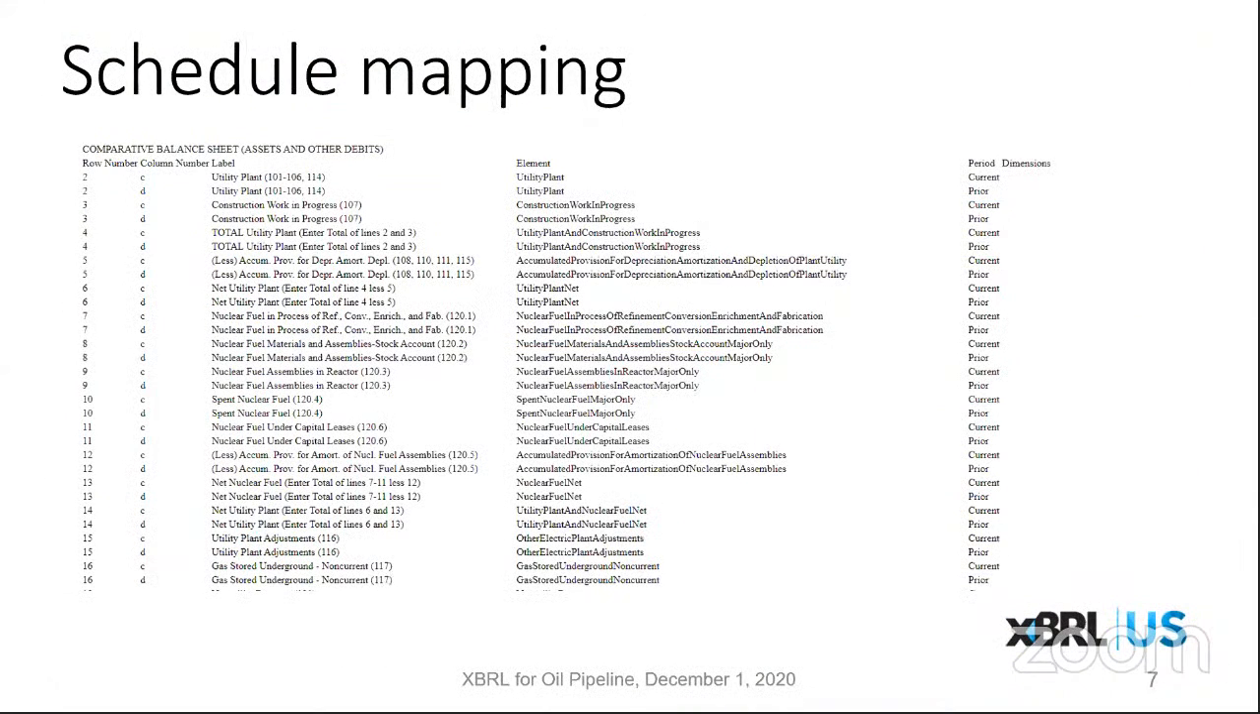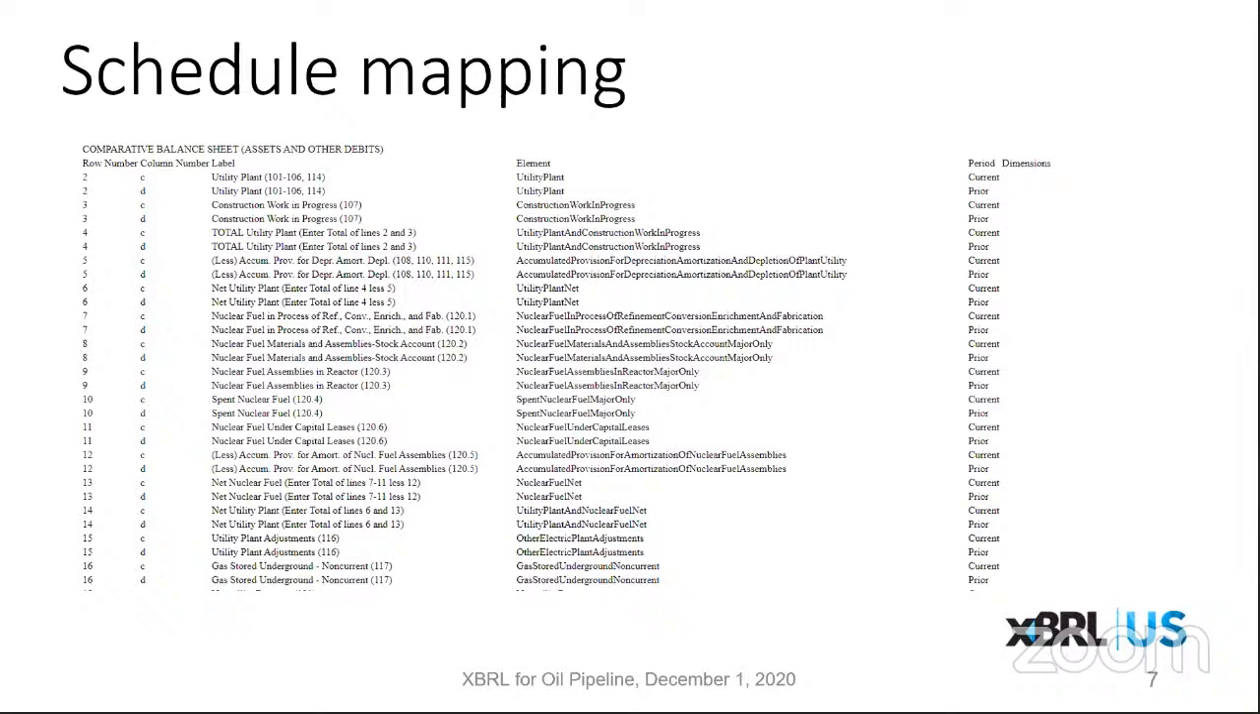And this is what I was talking about, the schedule mapping. We'll be publishing this, and this is a Form 1, not a Form 6. But if you look at this, you can see I reported a value in row 3, column C, and it tells you I should be using construction work in progress, and I should be using the current period for it.